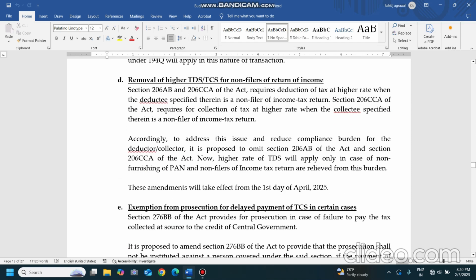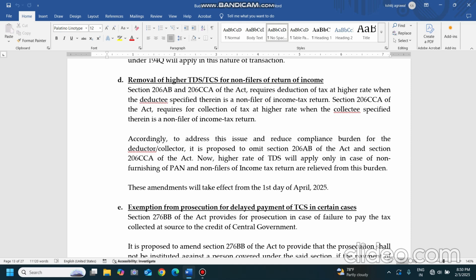Coming to the next point, earlier the higher rate of TDS or TCS was applicable in every section in two cases: if the person on whose PAN TDS is deducted or on whose PAN TCS is collected is a non-filer or has not furnished the details of PAN. Now non-filers of return of income have been provided relief: if they are non-filers of return of income, then TDS and TCS will not be deducted or collected at a higher rate.